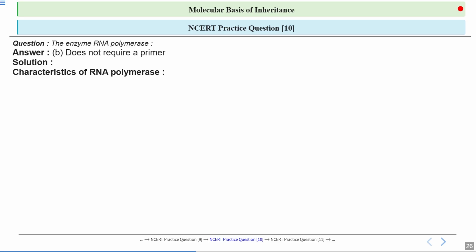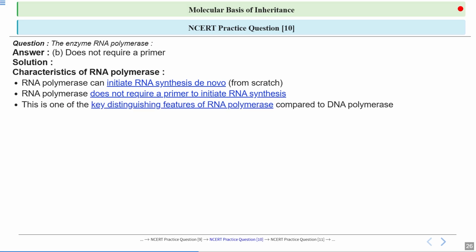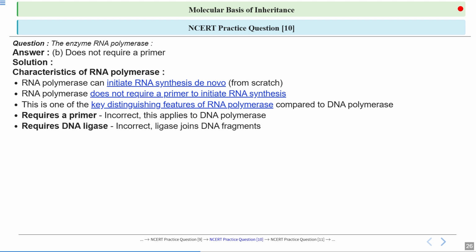What are the characteristics of RNA polymerase? RNA polymerase can initiate RNA synthesis de novo. What do you mean by de novo? De novo means from scratch, and it doesn't require any primer. RNA polymerase does not require a primer to initiate RNA synthesis. This is one of the key distinguishing features of RNA polymerase compared to DNA polymerase. DNA polymerase requires the primers, not RNA polymerase.